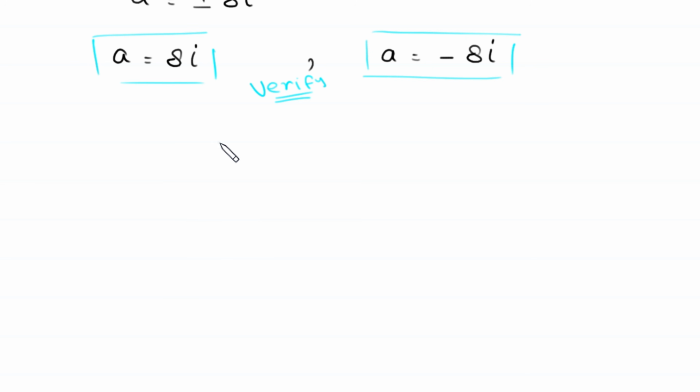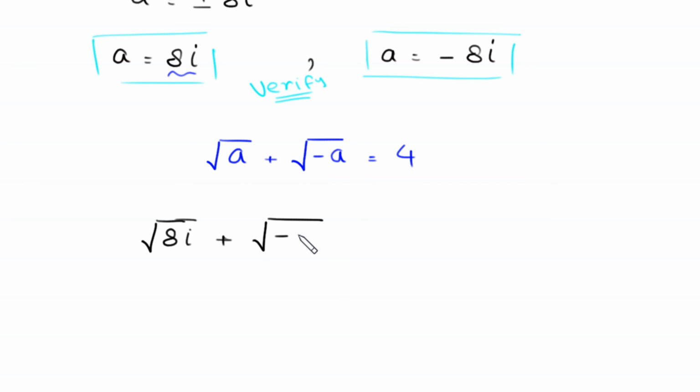The original equation is the square root of a plus the square root of negative a is equal to 4. So first we verify this 8i. Then this equation will become the square root of 8i plus the square root of negative 8i is equal to 4. And from here we take the square of both sides.